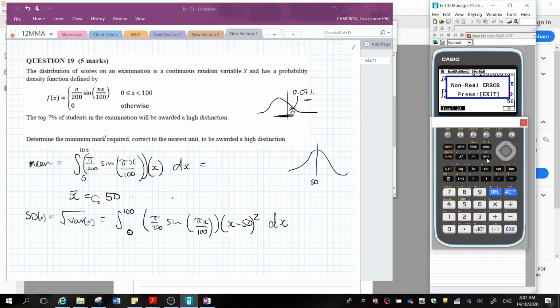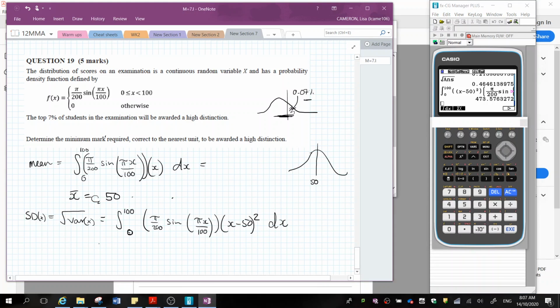Okay. Let's see what it doesn't like. Aha. Okay. Let's undo that. We've accidentally raised the whole thing to the power. So I'm just going to add another set of brackets in there, just so that this works out and I don't have to re-enter the whole thing. Okay, so that is giving me the answer for variance is 473.5763. Remember, 4 decimal places.